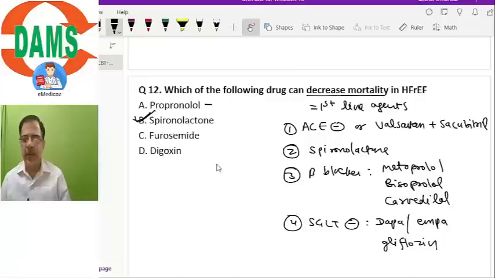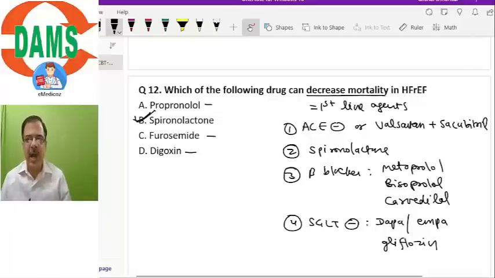Propranolol is a non-selective beta blocker. It has not been shown to reduce the mortality. Furosemide is only for the fluid overload, and digoxin is given when there is atrial fibrillation associated with heart failure, but it does not decrease the mortality.